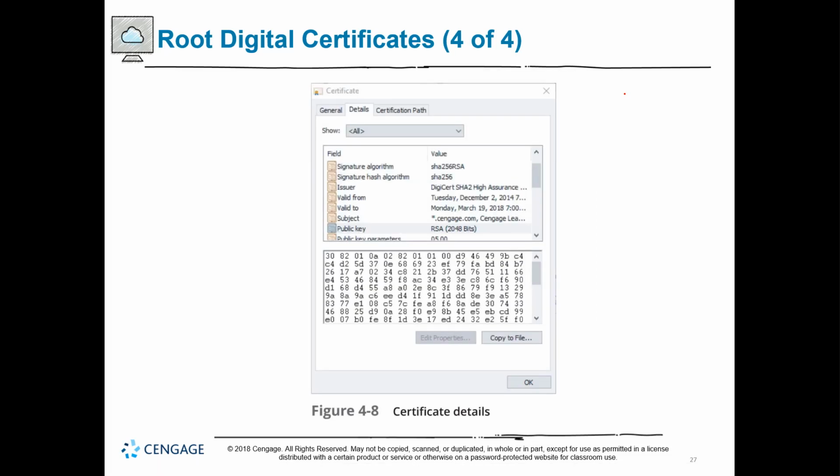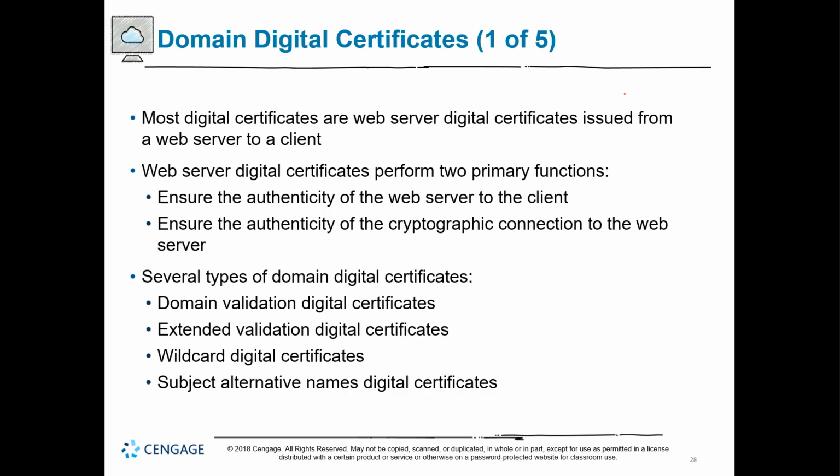We've already looked at information like the public key. We've already looked at the signature algorithm. We've already looked at the issuer and the valid to and from dates when we looked at the Google certificate. So the second common type of digital certificate is a domain digital certificate. Most digital certificates are web-based. They're issued from a web server to a client. These are certificates that are issued for web content.